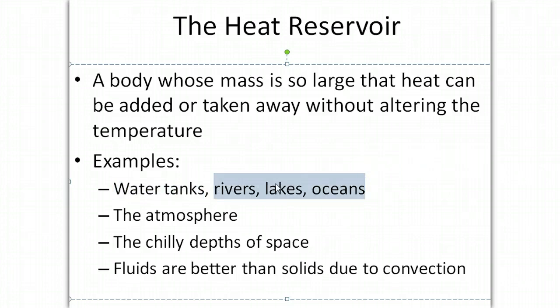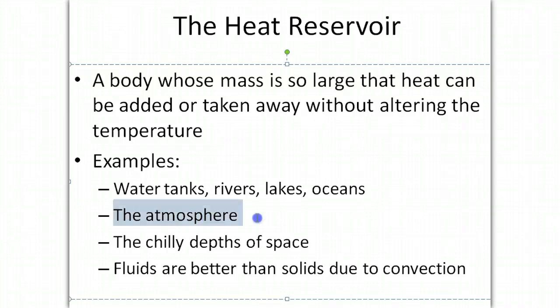Industrial complexes often use things like rivers and lakes and oceans as their heat reservoirs. So they'll dump really hot stuff into a river, and the river's temperature really doesn't change as a result of this. Now, in that immediate area, you might get a temperature change, and depending on the type of creatures living in the river, you might kill off all the little fishies. But overall, the temperature of the river doesn't change.